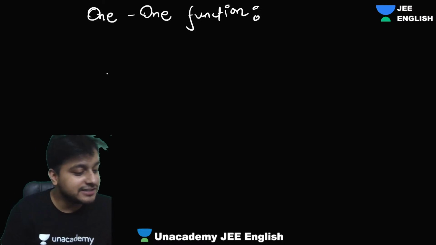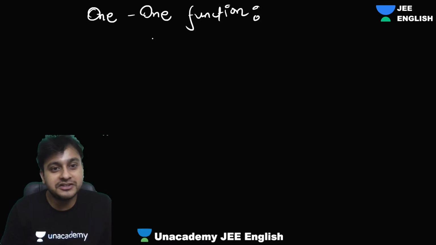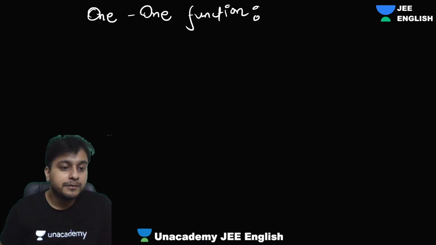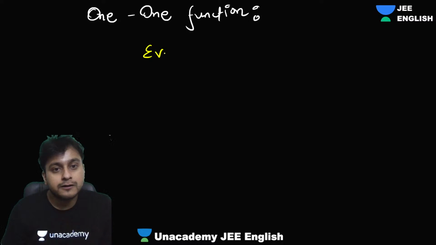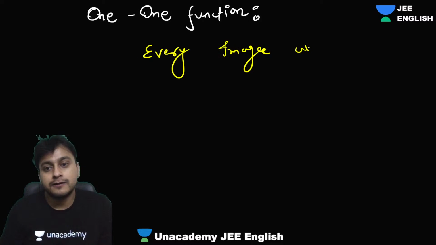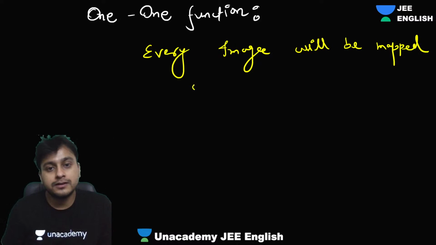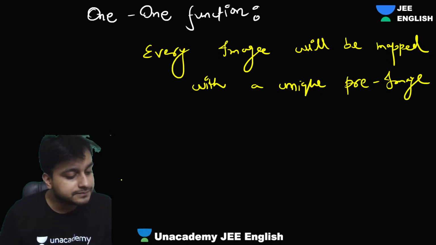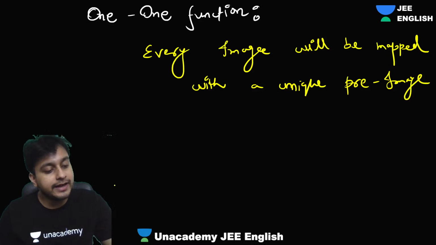Okay. So guys, what is the condition? Hello, study materials. So guys, what is the definition? Every image will be mapped with a unique pre-image. Understood? Every y will have a unique x.